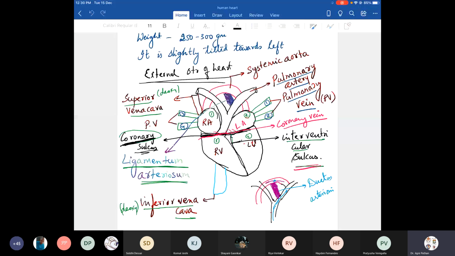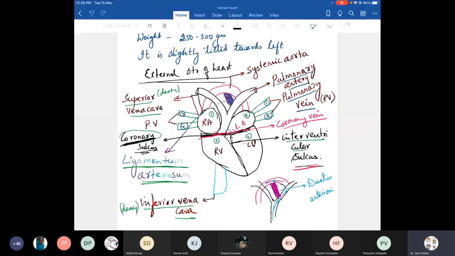There is the superior vena cava, the inferior vena cava, and the coronary vein. What do they carry? They carry deoxygenated blood from different parts of the body and open into the right auricle. The superior vena cava carries deoxy blood from the upper part of the body above the heart level, like the head, neck, all the organs above the heart.